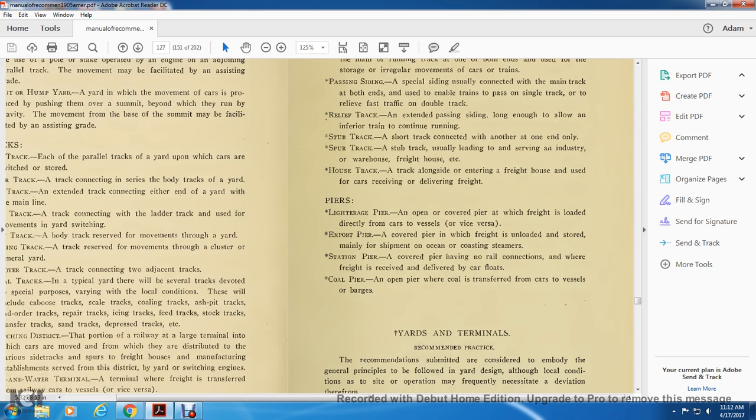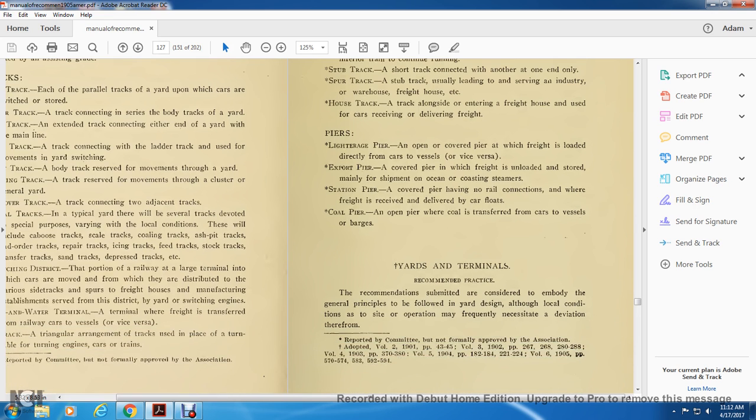The station pier, the covered pier having the rail connection where freight is received and delivered from by car floats. Coal pier, an open pier within which coal is transferred from the cars to the vessels or the barges.